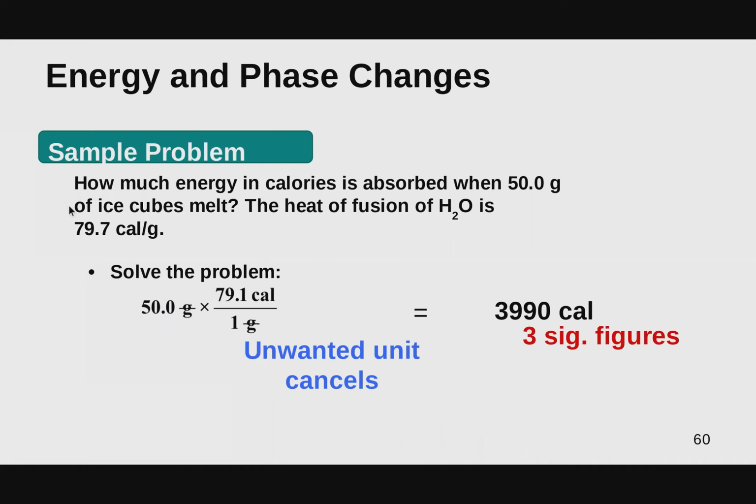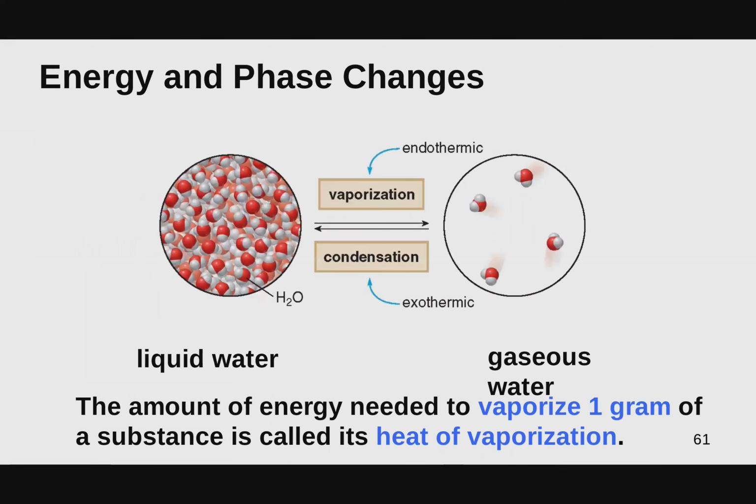So we can solve this problem where we do 50 grams because that's how much we started with. The heat of fusion is 79.7 calories over 1 gram. Grams cancel out, giving us a grand total of 3,990 calories. And there are 3 significant figures here. We did start with 3 significant figures here as well. So just as I bring that back to the first class.